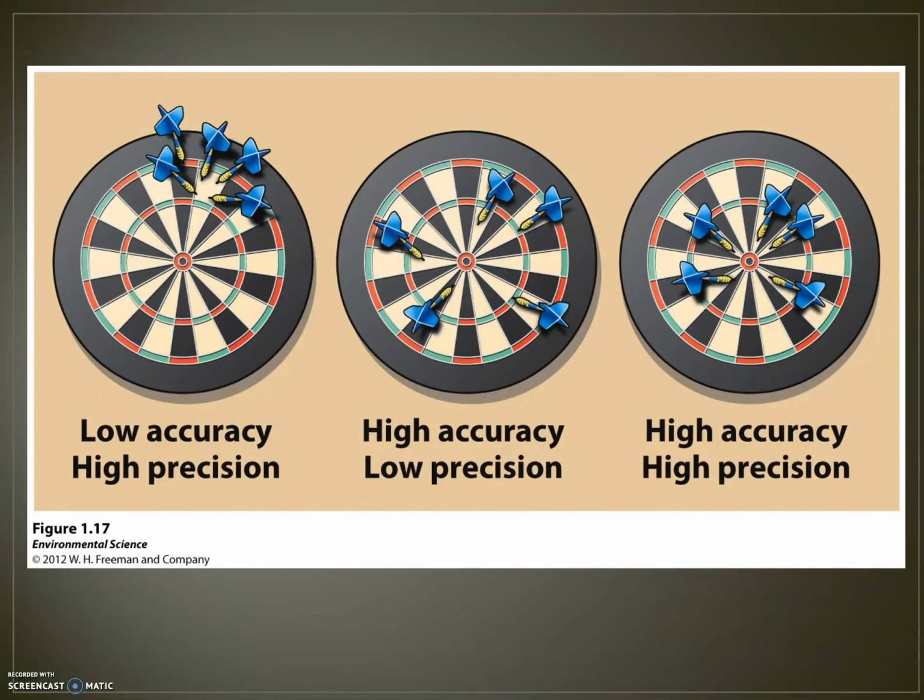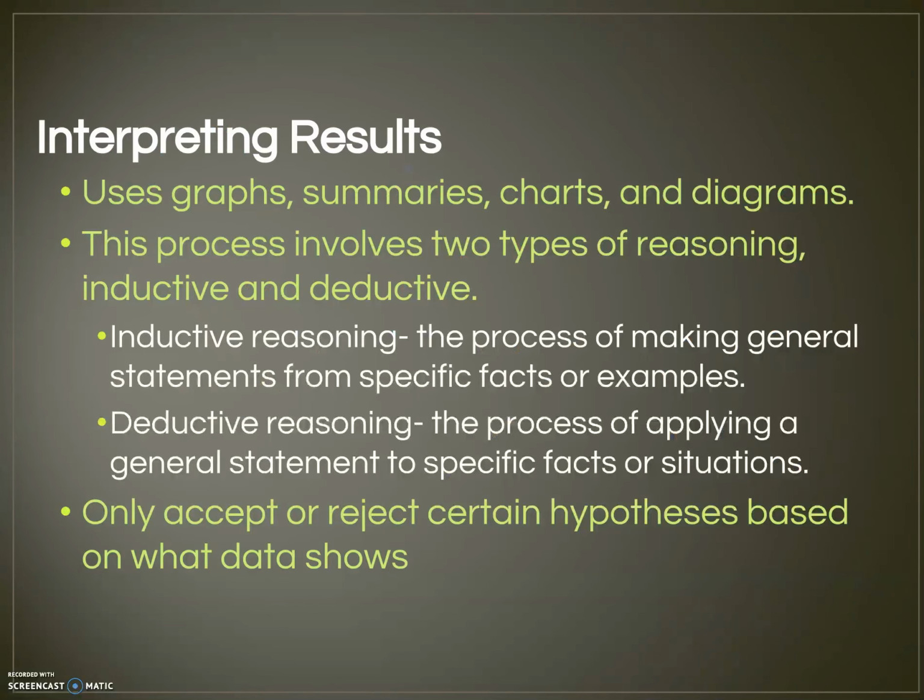This is the same image that you probably saw in chemistry. If it has low accuracy and high precision, they're very close to one another, but to be precise, they have to hit the target. The next one says it has high accuracy and low precision. I wouldn't define that as high accuracy because I don't feel like those targets are very close. I would feel like that's low accuracy and low precision. But the last one, they're all fairly close to the bullseye, and they're all fairly close to one another, so they have high accuracy and high precision.